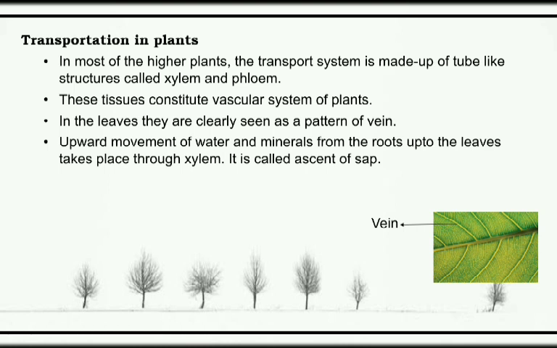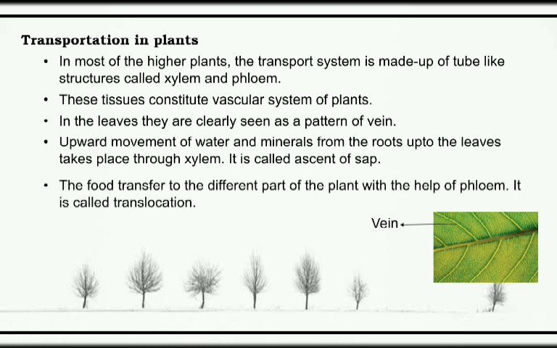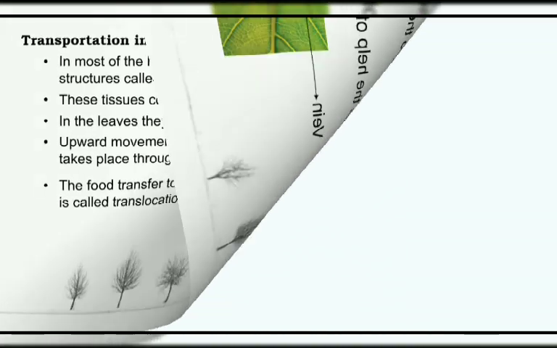Next one, the food transfer. As already told, the transfer of food to different parts of the plant with the help of phloem is called translocation. We all know that only the leaf, or the green part of the plant, prepares food by the process of photosynthesis. During photosynthesis glucose is formed, and that glucose is stored in the form of starch, and later that food is transferred to different parts of the plant with the help of phloem. Okay, clear? This process is called translocation.